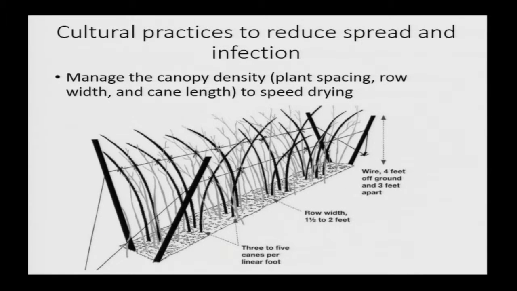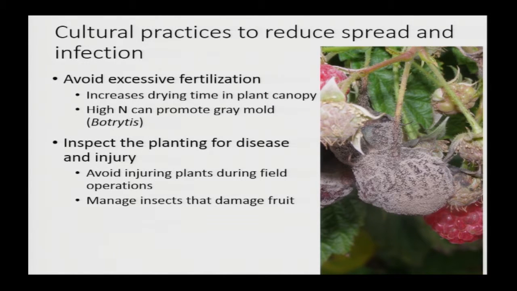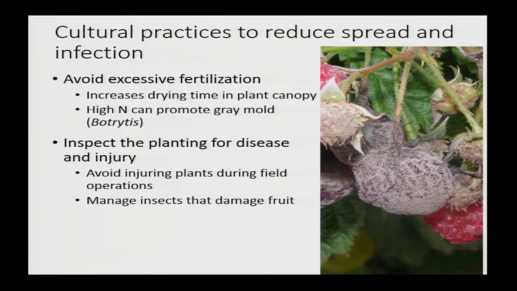Another aspect of monitoring is to look not just at the fruit rots, but at whether or not there's injury problems. And one of the injuries I'm going to talk about more in a minute is injuries from insects. So if you have a lot of insect damage, that might be a situation where you're going to be predisposed to get a lot of fruit rot as well.